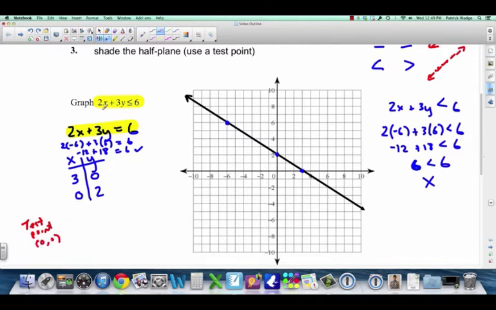So let's try it in the original question now. 2 times 0 plus 3 times 0 is less than or equal to 6. 2 times 0 is 0, 3 times 0 is 0, is less than or equal to 6. Is this true that 0 is less than or equal to 6? Yeah, that's absolutely true.